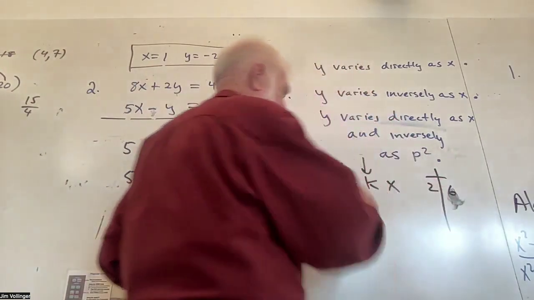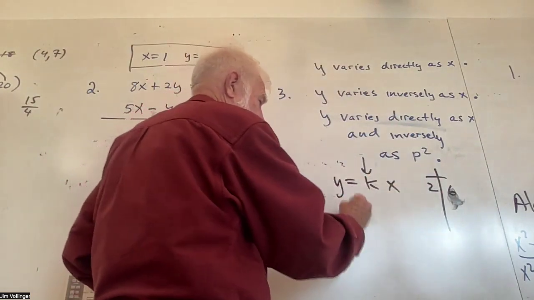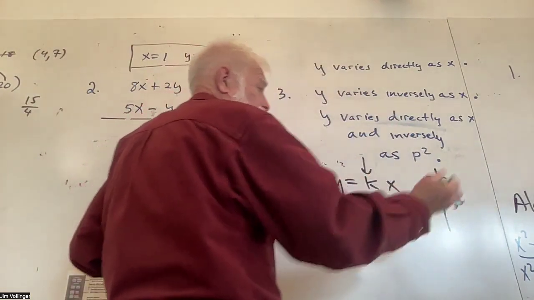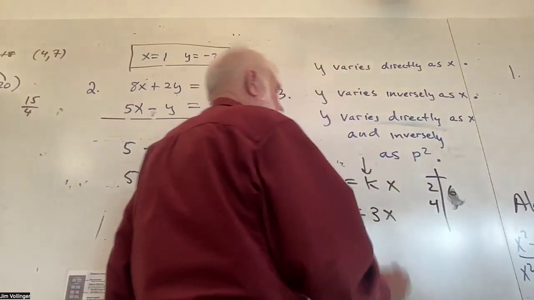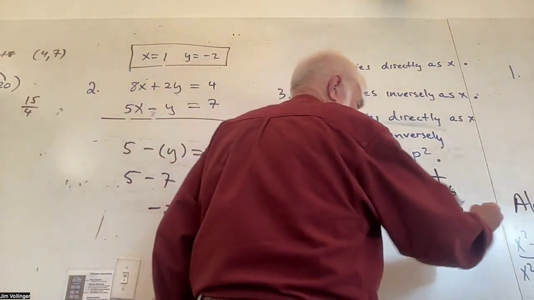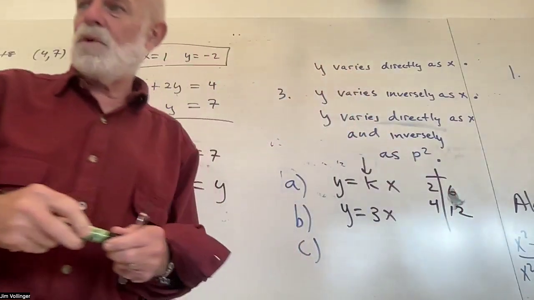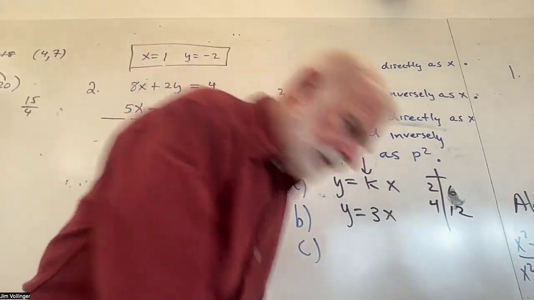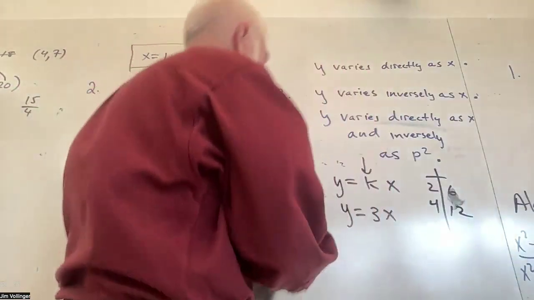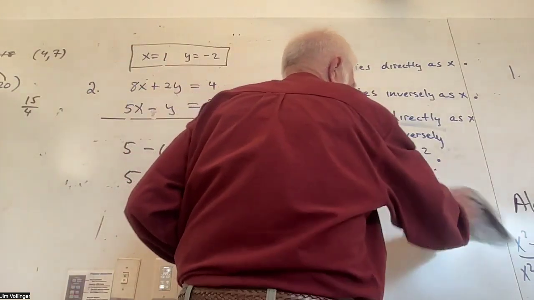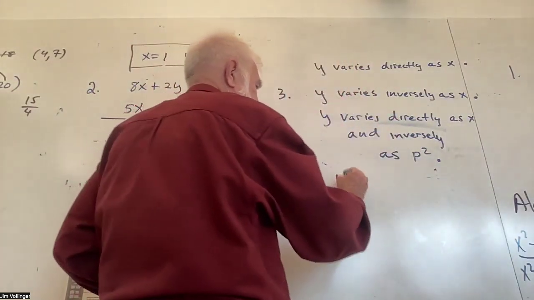Y is 6. Well, then we can find k is 3. So y equals 3x. And then if I give you a new number like 4, you can tell me that y is 4. And we'll talk about that more over the course of several days. Inverse variation. Y equals k over x.